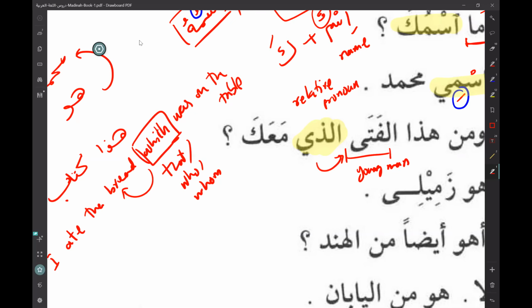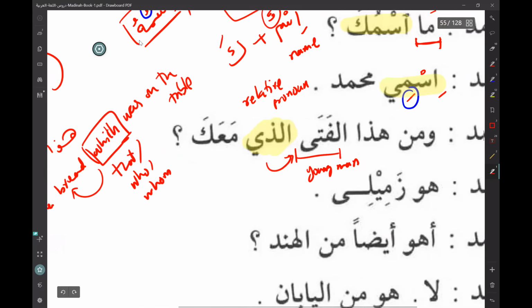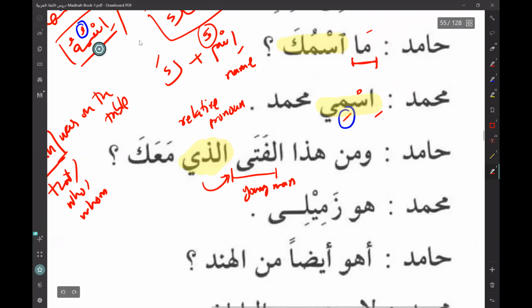So remember, it can be which, that, who, whom, it can be all of that. Depends on the what? Context. If you're talking about things, then you might say which or that. If you're talking about human beings, you might want to say who or whom, the translation is up to you, but that's the concept. So now let's see what's going on.